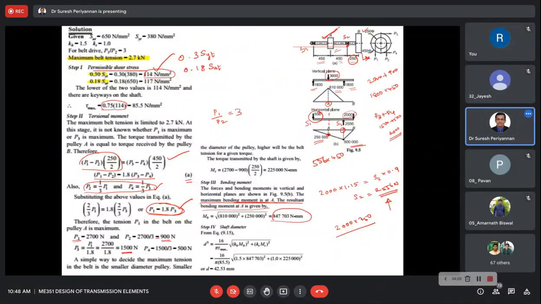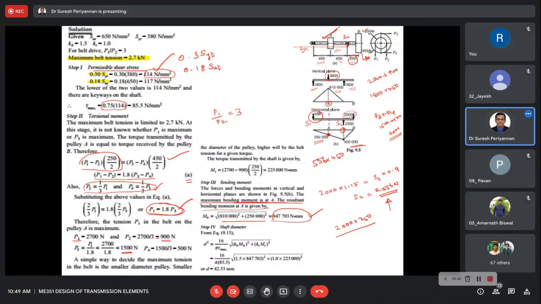Now the square root of 810K whole square plus 250K whole square, then whole square root. Finally we are finding this, the place of maximum bending moment. That is called the resultant bending moment.